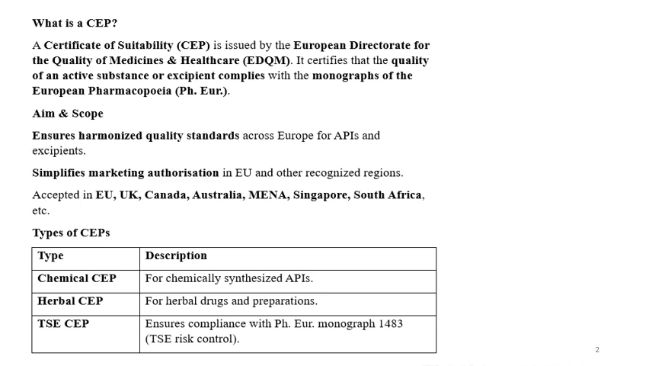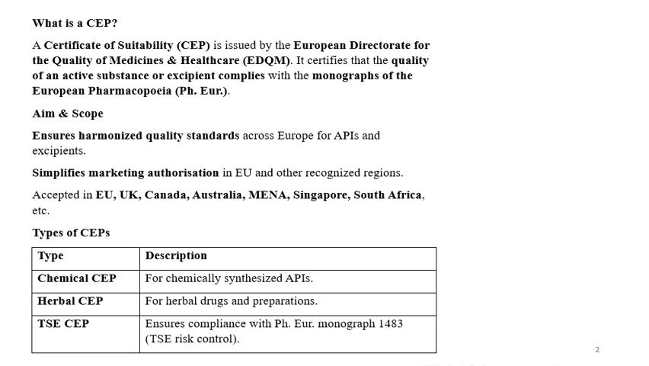Aim and scope of CEP: it ensures harmonized quality standards across Europe for the APIs and the excipients. It simplifies marketing authorization in Europe and other recognized regions. CEP is accepted in EU, UK, Canada, Australia, MENA, Singapore, South Africa and some others.